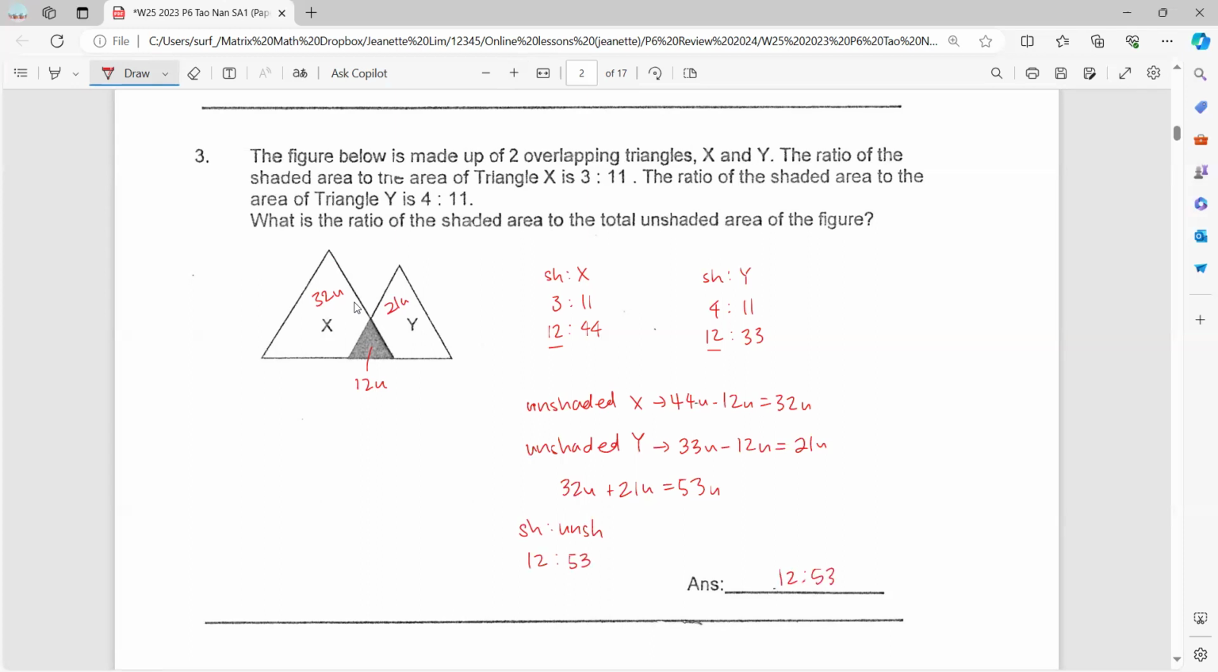Okay, 12 to 53. So a common error will be students will go and take like x plus y and then minus 12, which shouldn't be the case. Okay, you need to find the unshaded part of each and then add them up.